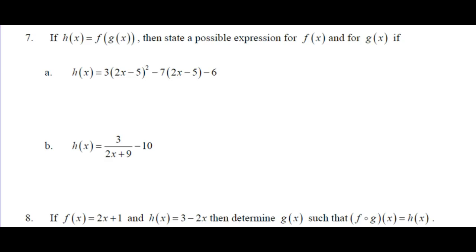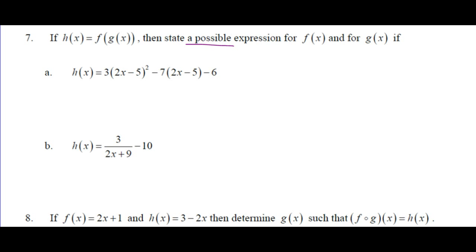Okay, here we go. Now we hit fun time. If h of x is equal to f of g of x, then state a possible expression for f of x and for g of x. In other words, pick the simplest. So this function is saying take something, and square it. Subtract 7 times the same thing, and then subtract 6. And we want that to be a composition of functions.